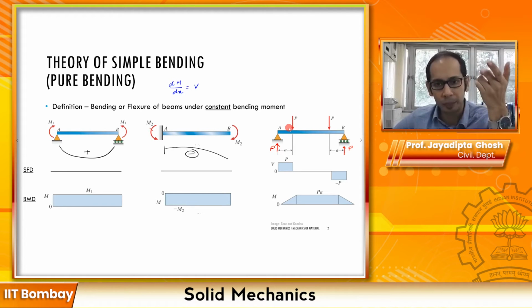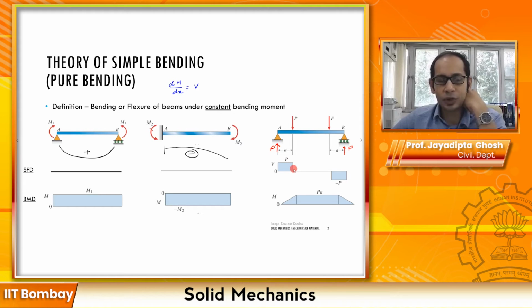So there is going to be a jump in the shear. So what was P comes back down to 0. And then since there is no load in between, you get a constant 0 shear force, and in this region you can say that you will have a constant bending moment of PA over here.